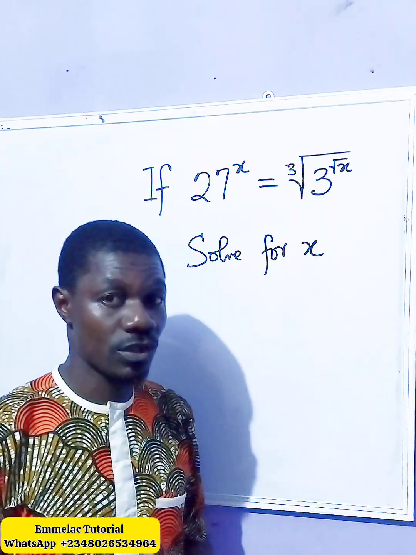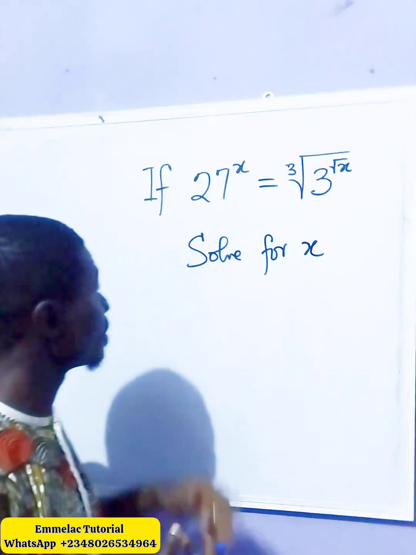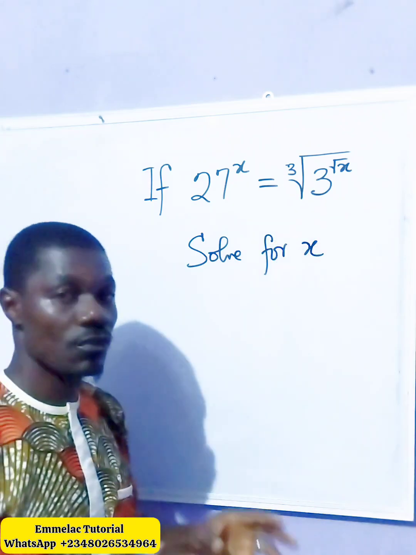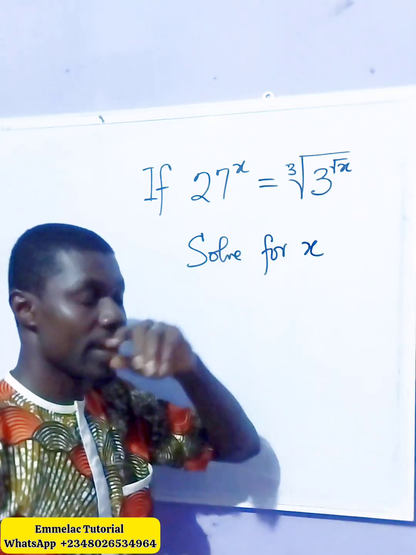Now in this equation, let us solve for x. It says that 27 raised to the power of x equals the cube root of 3 raised to the power of the square root of x.